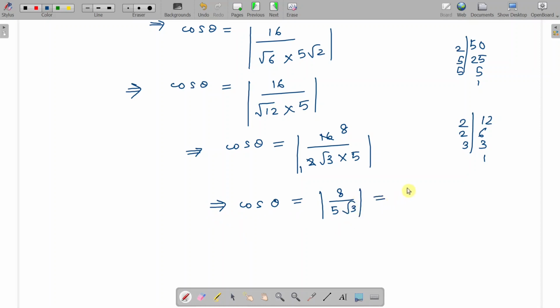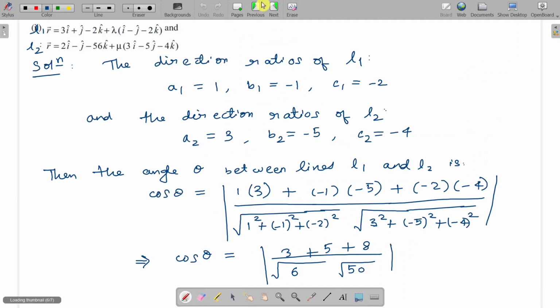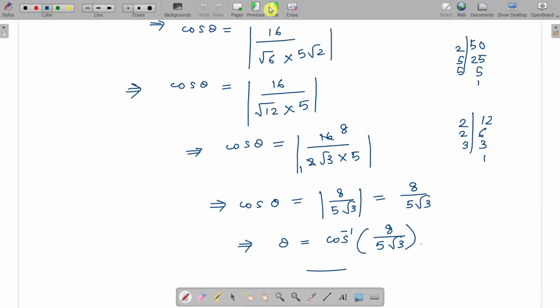Okay, so modulus of a positive quantity is the same positive quantity, so 8 by 5 root 3 we will get. So that means theta is equal to cos inverse of 8 by 5 root 3. This we get by operating cos inverse on both sides. Okay, so this is the answer of the problem number 2 of 8.